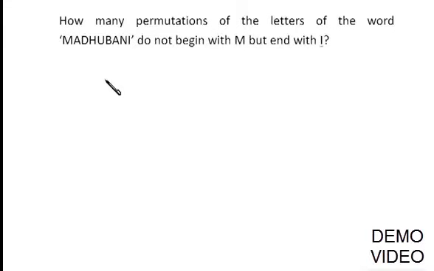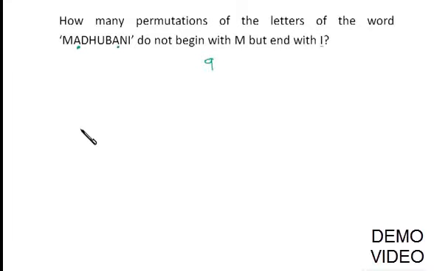Now let's try this problem. How many permutations, or we can say arrangements, of the letters of the word Madhubani do not begin with M but end with I? So how many letters are there? It's 1, 2, 3, 4, 5, 6, 7, 8, 9. 9 letters are there, and this A is repeated 2 times.